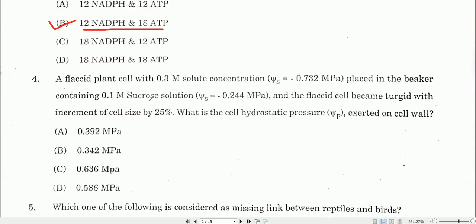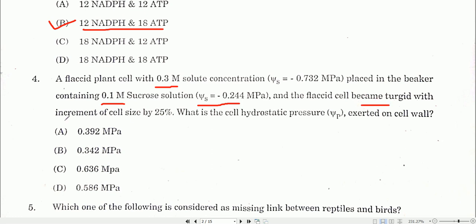Coming to question number 4. A flaccid plant cell with 0.3 molar solute concentration, here psi S is equal to minus 0.732 megapascal, placed in a beaker containing 0.1 molar sucrose solution. Here the solute psi S is minus 0.244 megapascal and the flaccid cell became turgid.